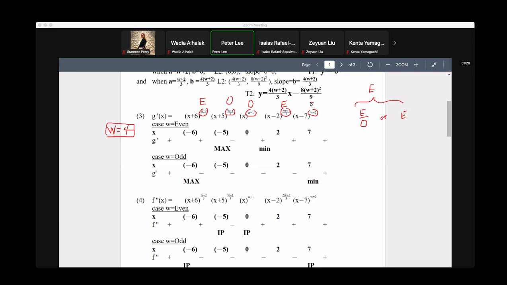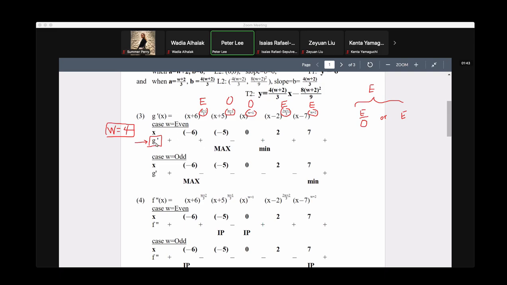That will be even as well. So this is what we have now. Now let's plug in. So this is the case now, and let's look at this x here. And now this guy is G prime, and we have these critical values here: negative 5, negative 6, negative 5, 0, 2, 7, and then there are no other coefficients here.